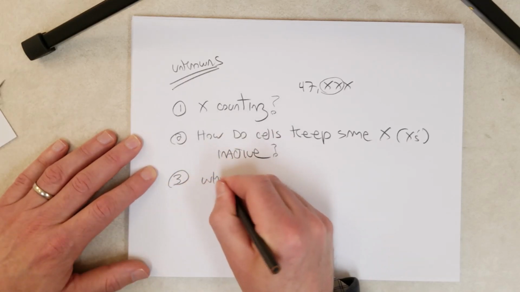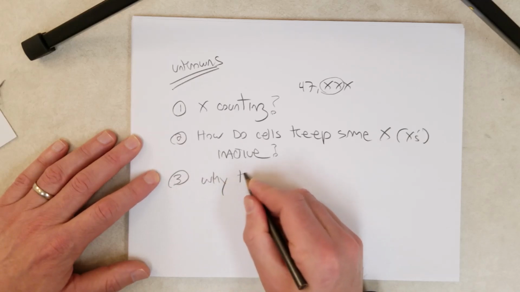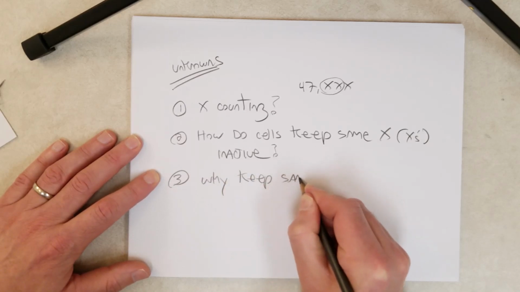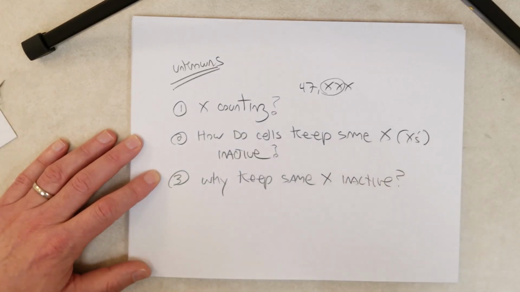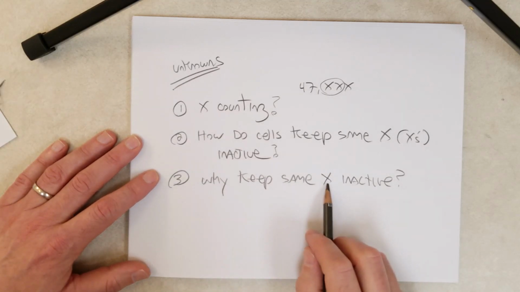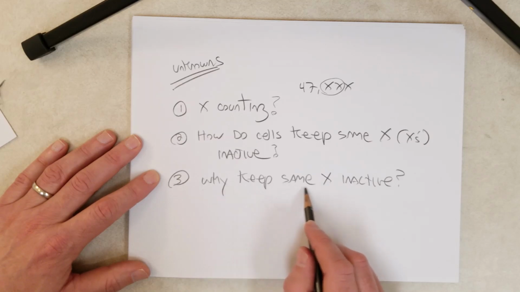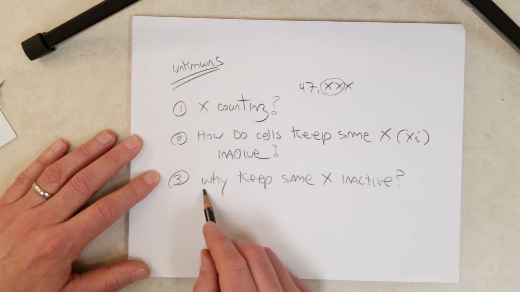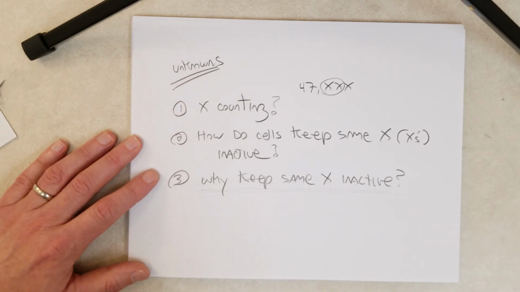And why? What is the evolutionary advantage to keeping the same X inactive? Is there an advantage? It seems like it would be rather difficult to keep the same X inactive, and if it could randomly inactivate just one, that seems like that would be easier. But somehow the cell keeps the same X inactive, and scientists wonder what the purpose of keeping that same X inactive is. There might be some benefit to that we don't know about yet.